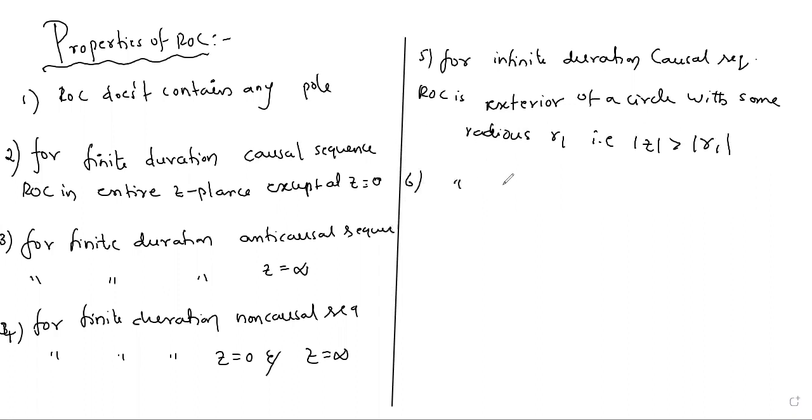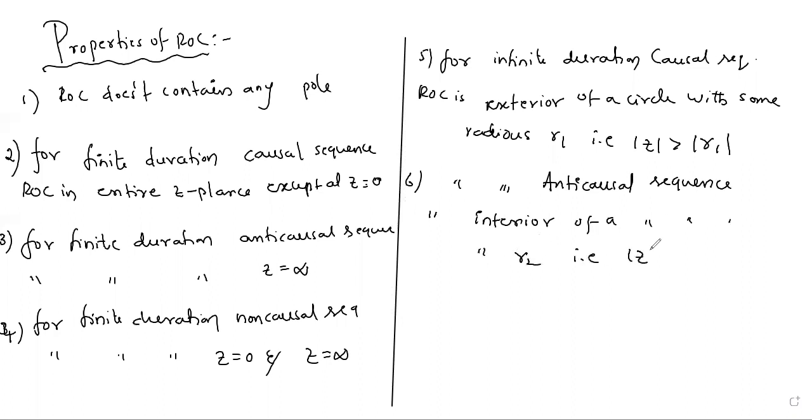Next, for infinite duration, anti-causal sequence. The ROC is interior of a circle. Interior of a circle with some radius R2 you take here. That is mod Z less than mod R2. Okay.